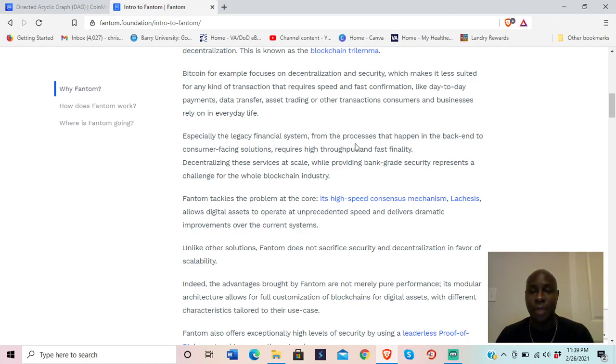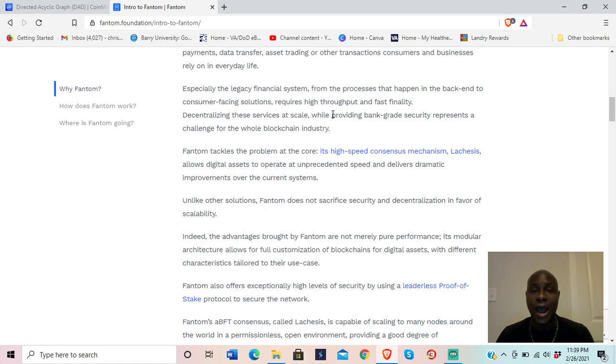It says, from the processes that happen in the back end, the consumer-facing solutions require high throughput and fast finality.